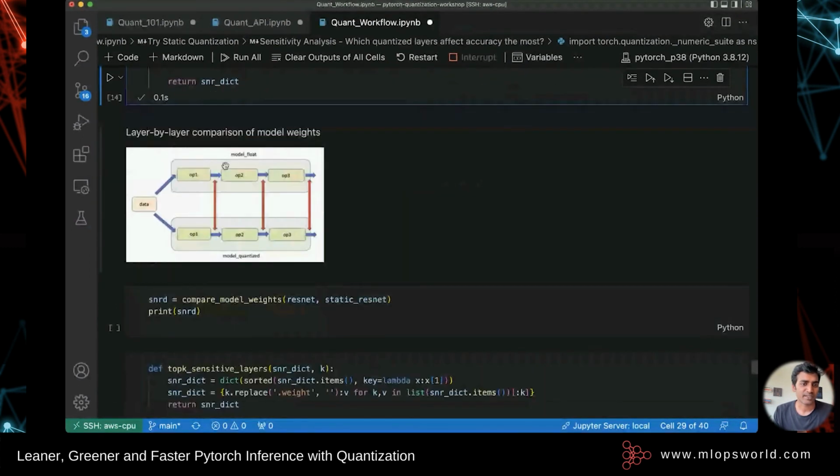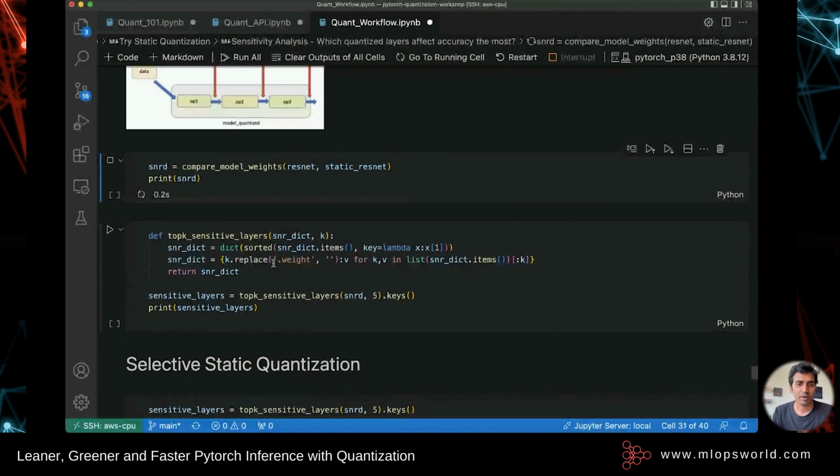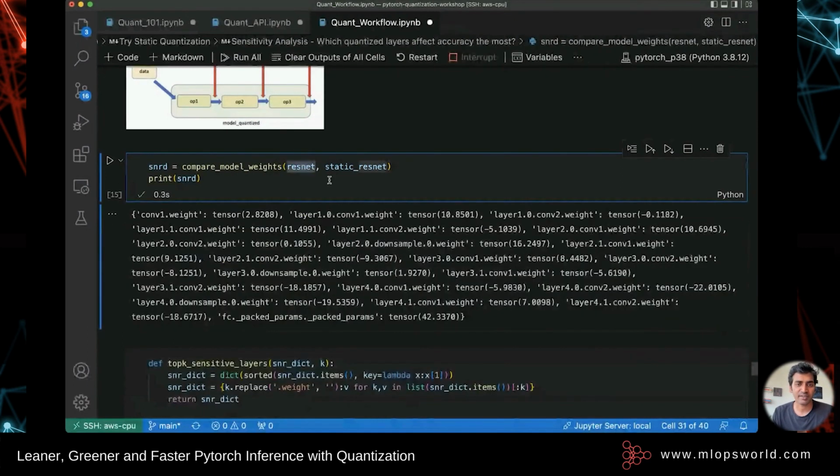It looks something like this under the hood. You have the same data which flows through the float model and the quantized model, and it compares the outputs at each layer and tries to see how much information has been lost after quantization. So we are comparing our floating point ResNet along with the statically quantized ResNet, and we get a bunch of values for the SNR.